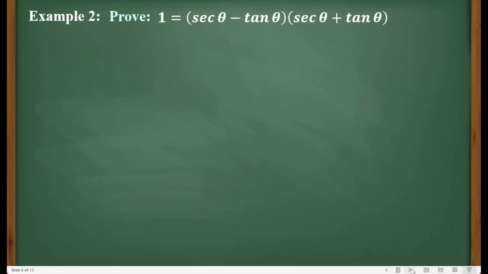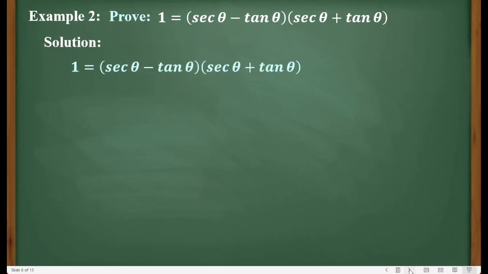Next, number 2. Now we're going to prove that 1 is equal to the quantity secant theta minus tangent theta times the quantity secant theta plus tangent theta. So it's very obvious that we're going to simplify the right side again to make the resulting simplest expression equal to the one we see right now on the left side.